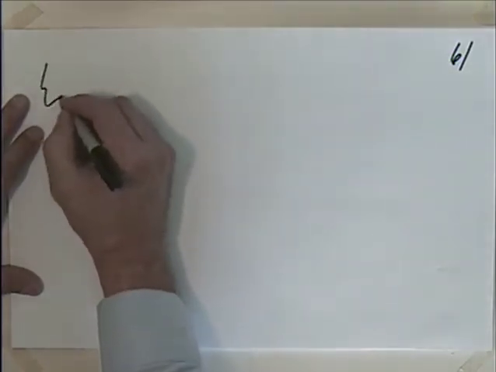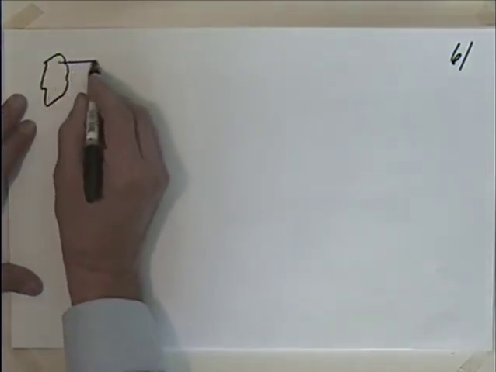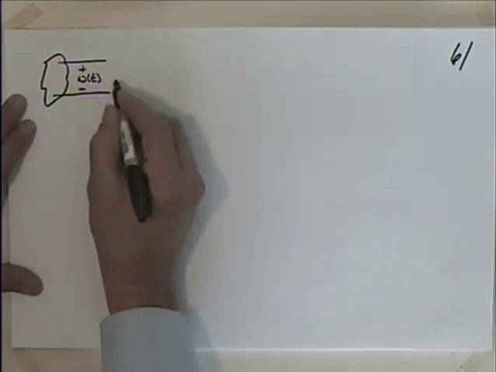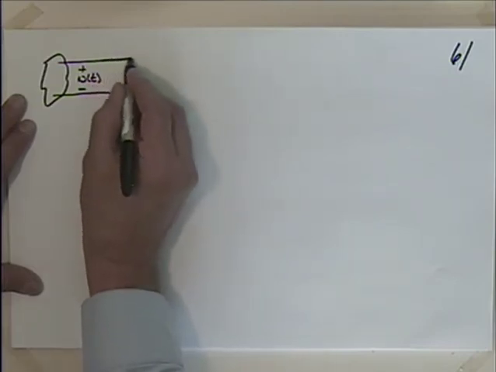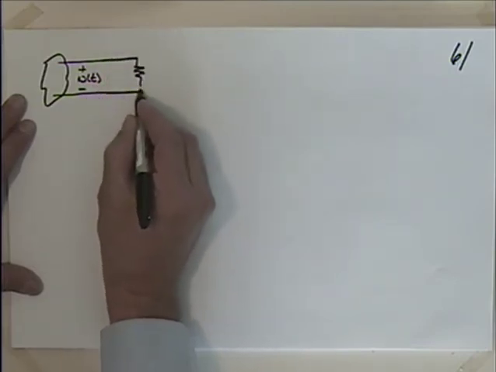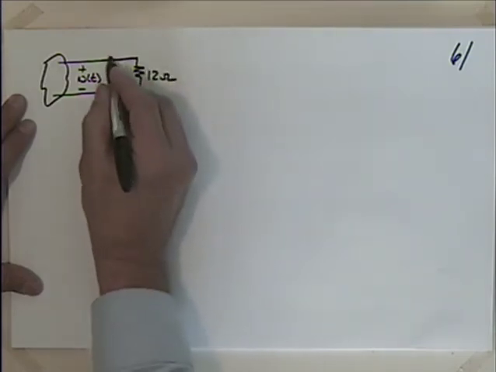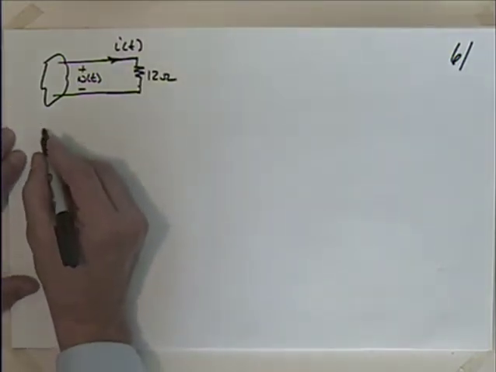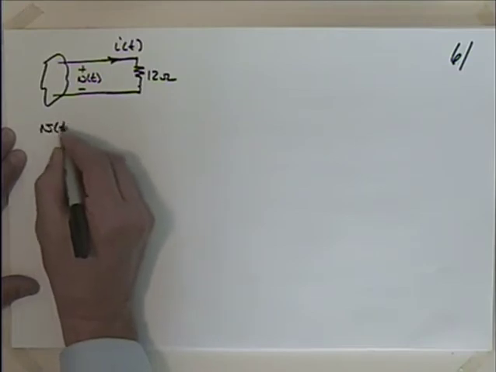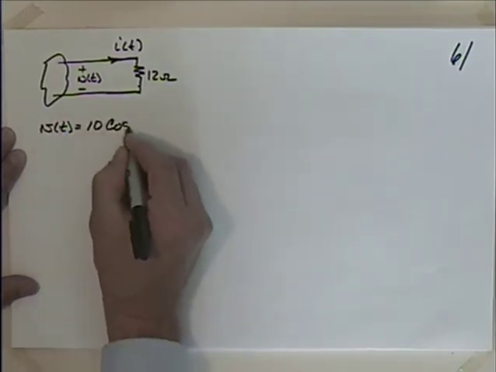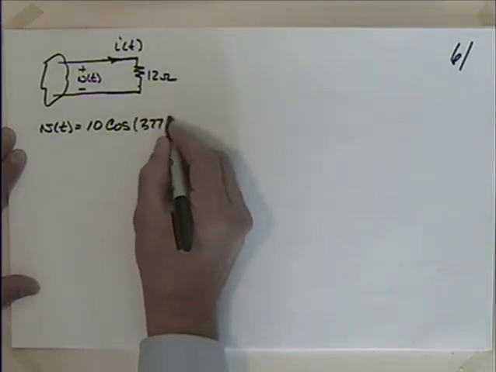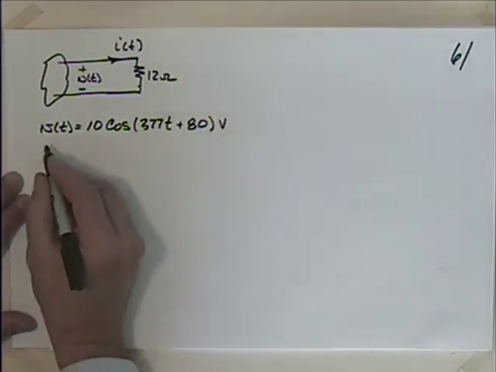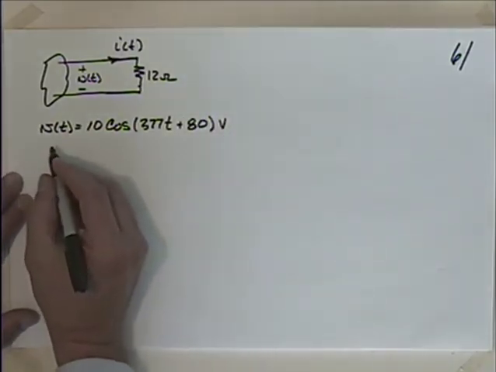So let's say that you've got some AC system here, and you are given that you have some voltage across here, V of t, and that is going through some resistor. We'll say it's a 12 ohm resistor, and you have some current I of t. And we're going to say that if V of t is given as 10 times the cosine of 377t plus 80 volts, we'd like to ask the question, what is I of t?